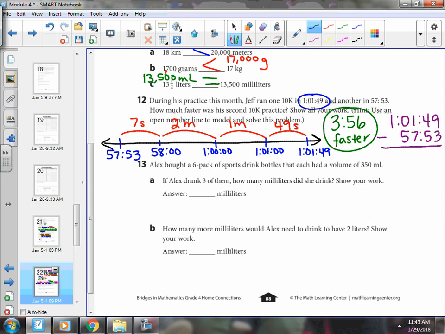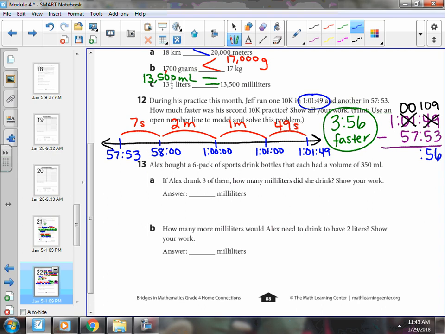So I cannot do 49 minus 53, so I'm going to take one of these minutes, and that minute is the same as 60 seconds. This is a little bit crazy. If I add 60 plus my 49, that's 109 seconds. Now I can subtract 109 minus 53. And I get 56.